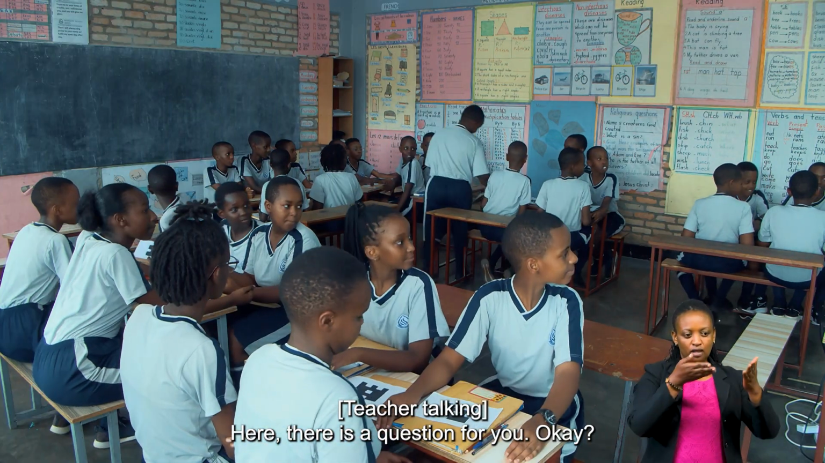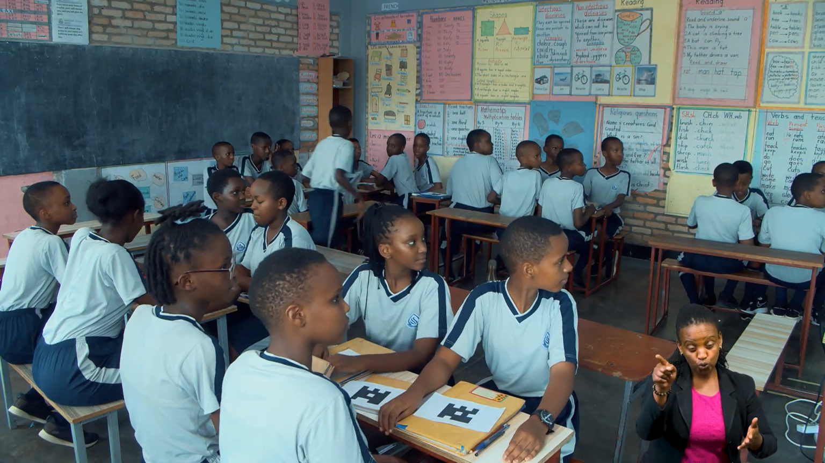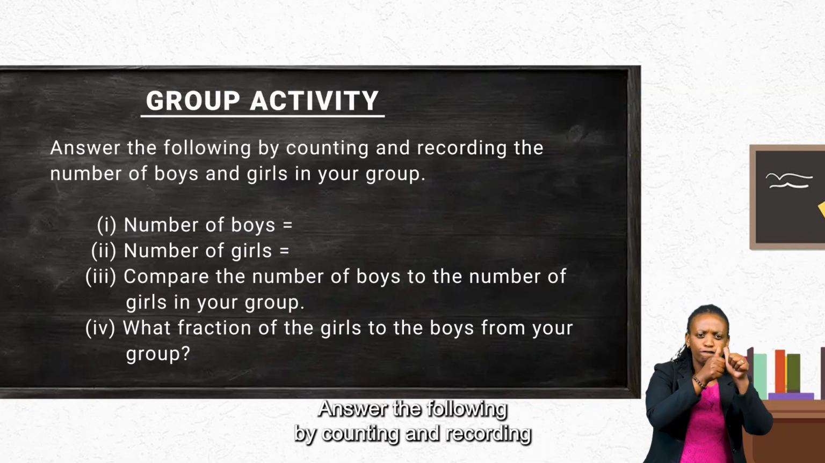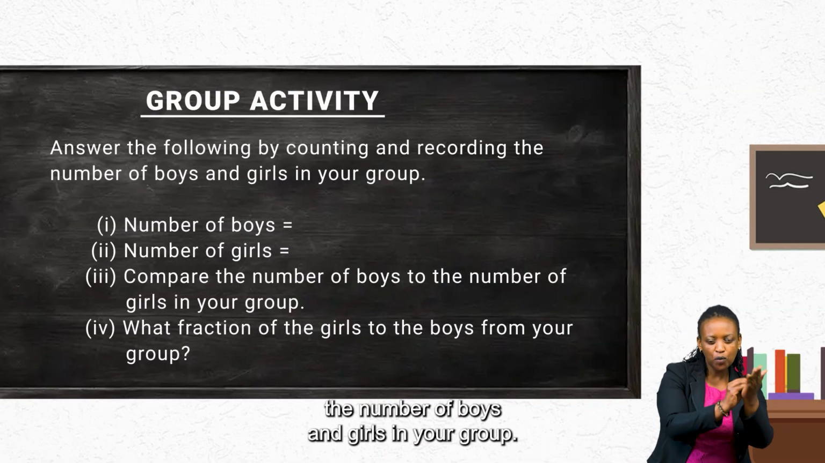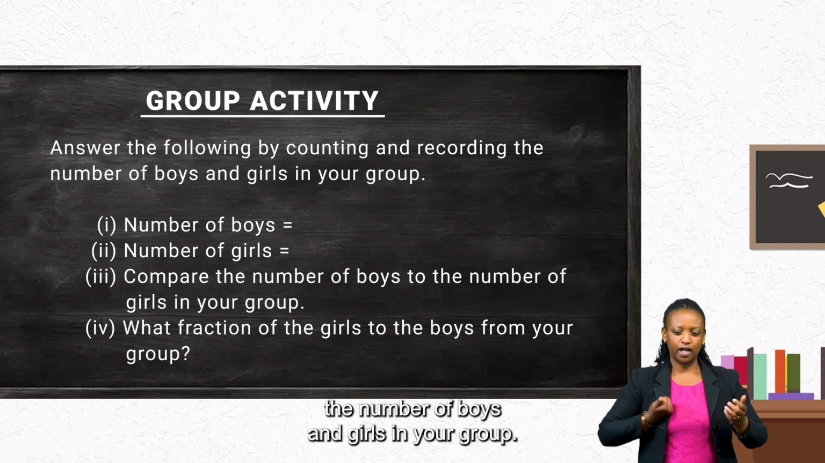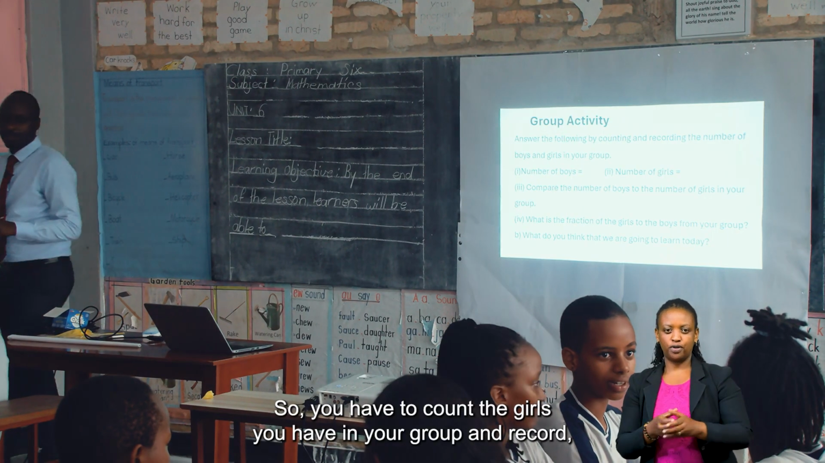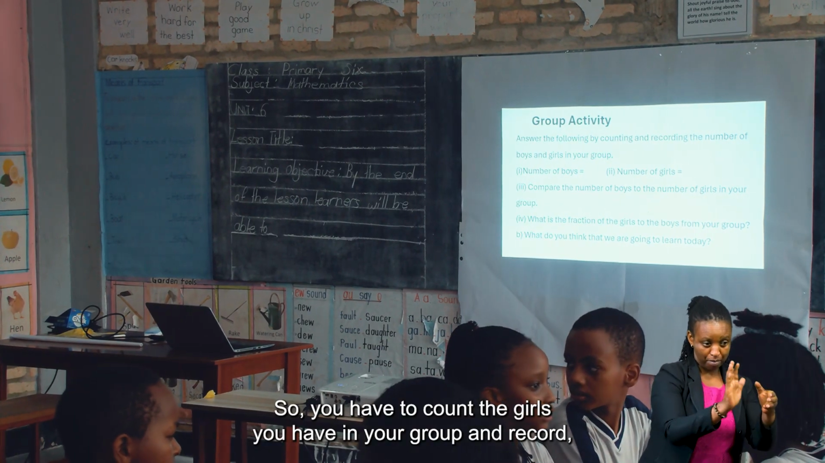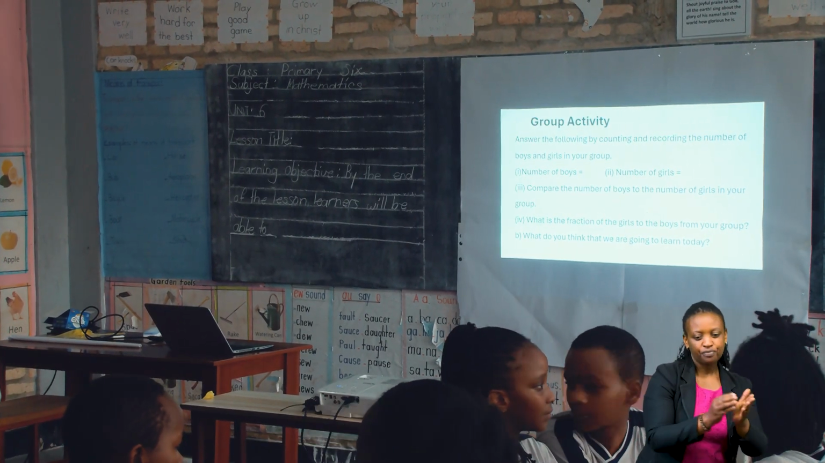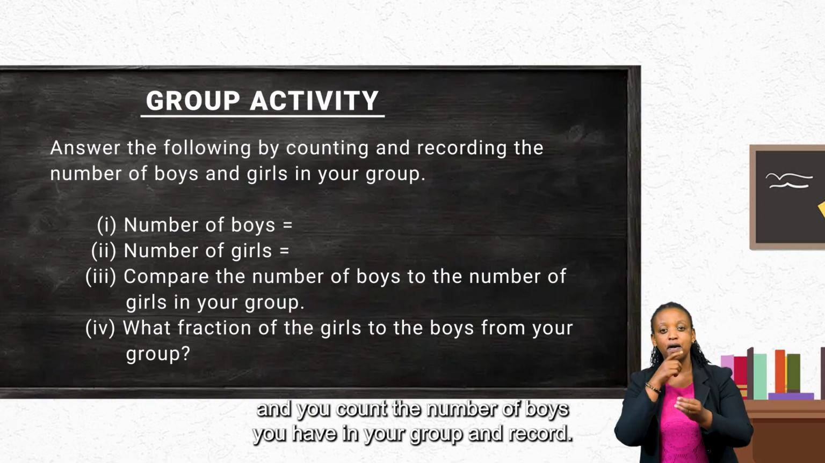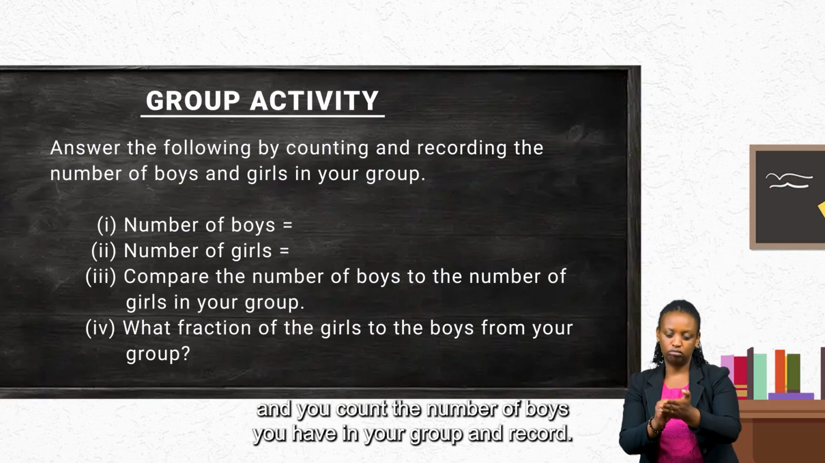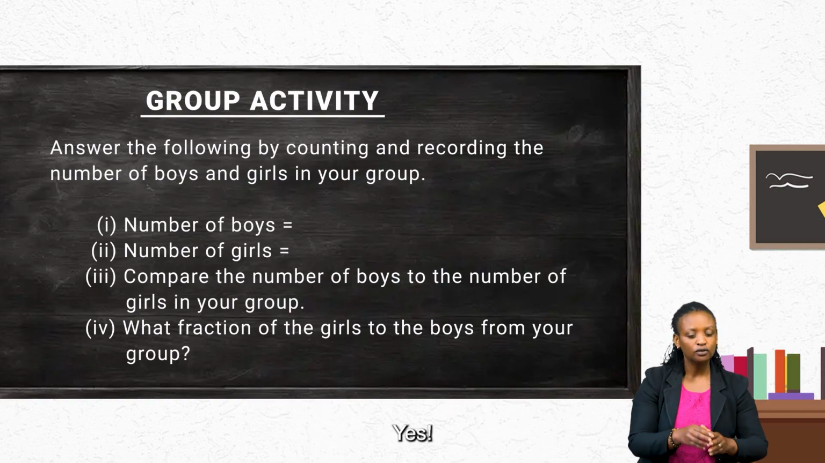Here, there is a question for you, okay? Answer the following by counting and recording the number of boys and girls in your group. So, you formed groups, okay? So you have to count the girls you have in your group and you record, and you count the number of boys you have in your group and record. Have you counted, please? Okay.